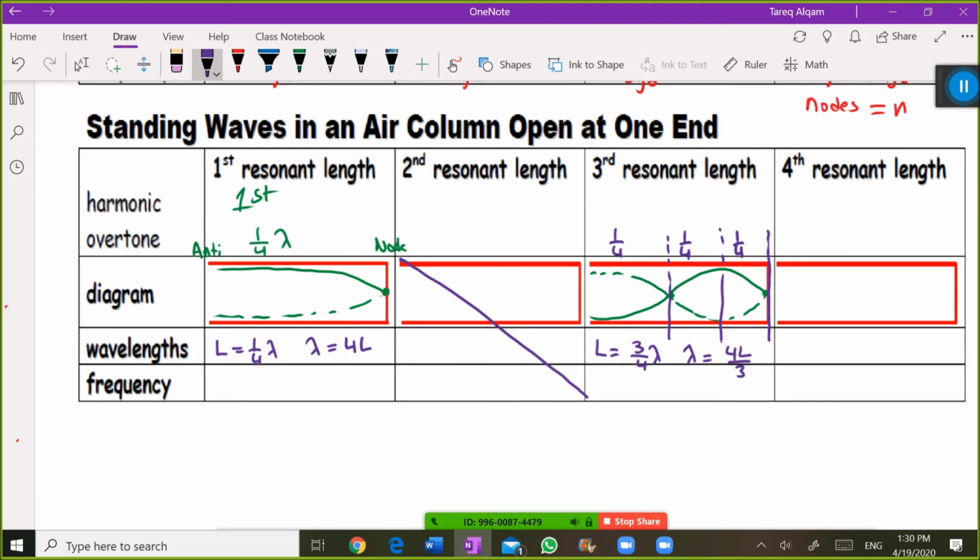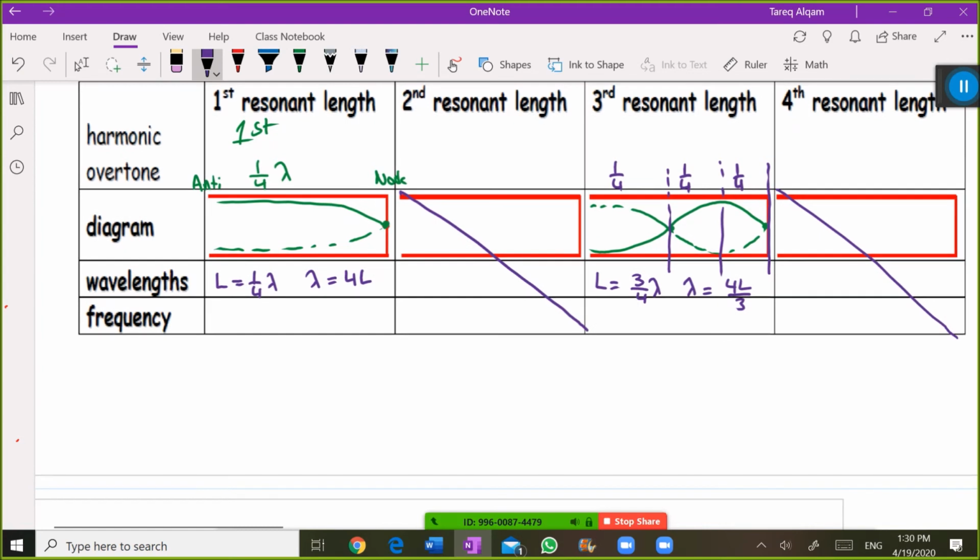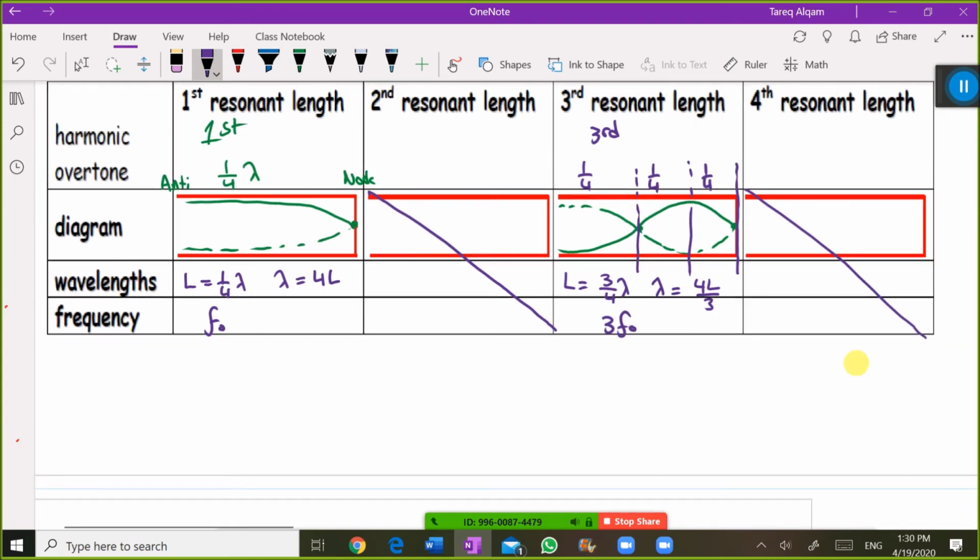We agreed that the fourth harmonic does not exist. Here the fundamental frequency is f note, here 3 f note, and so on. So the pattern is lambda equals 4L over n, and f equals n f note.